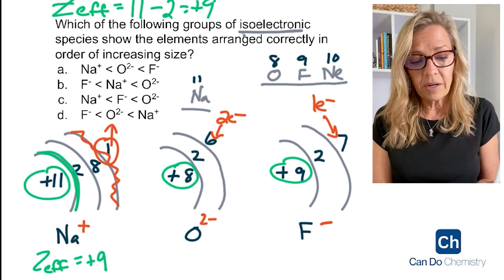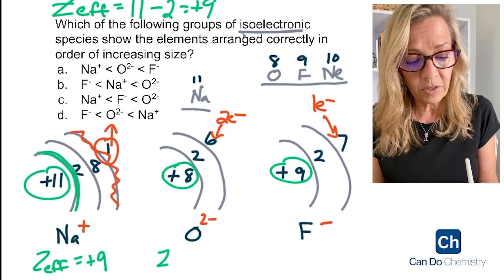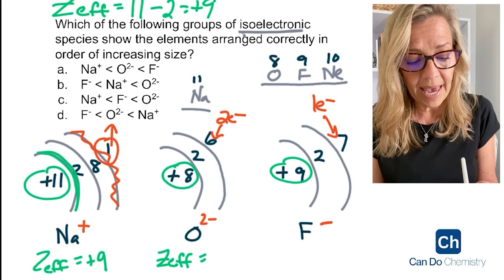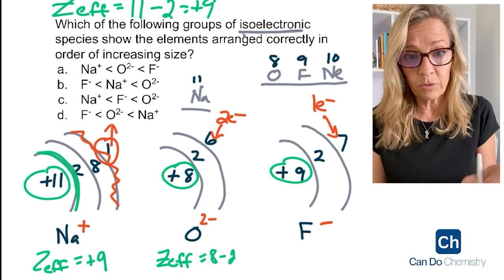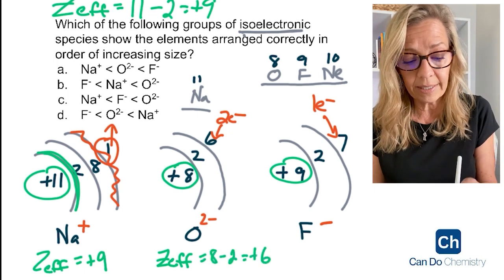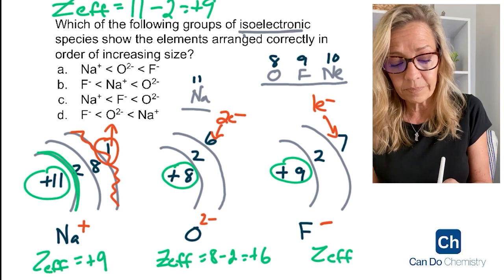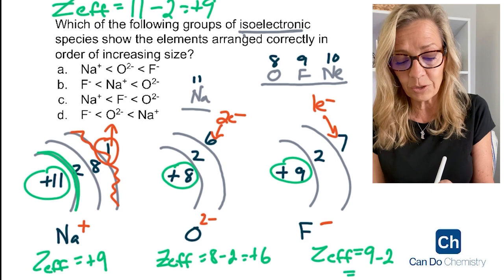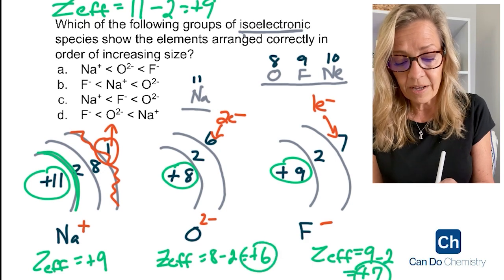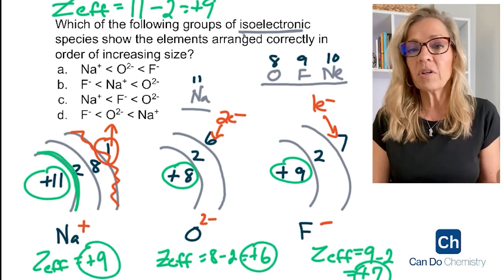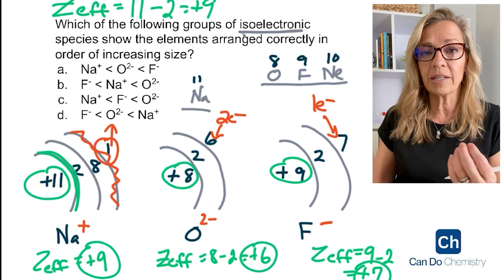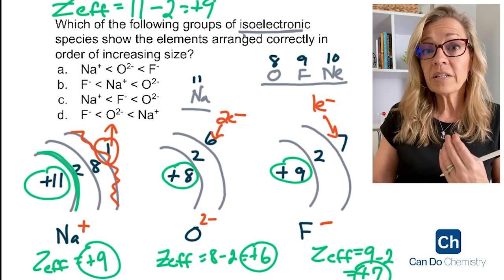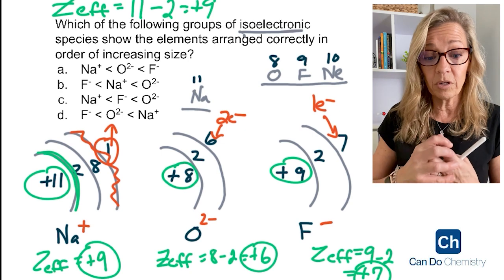And then for the oxide ion, similarly, we've got 8 minus those 2 shielding. So we have a +6. And then for fluorine or fluoride, we've got 9 minus 2, which is a +7. So we have a different effective nuclear charge, and that is the charge that's doing what? Holding those valence electrons close to the nucleus.